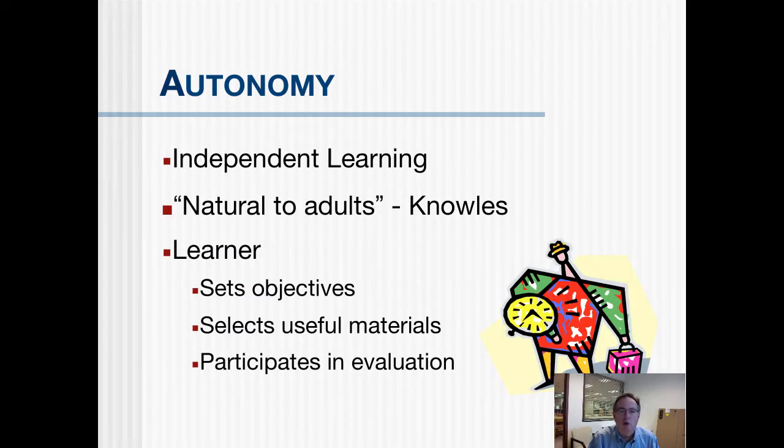Finally, looking at the learner themselves, how independent are they as learners? Now, Malcolm Knowles, the great adult learning theorist, said that learning was natural to adults, autonomy was natural to adults. But many contest that. So does your learner need to have objectives? Can they set them themselves? Can they select useful materials on their own? Will they participate in evaluation? Most importantly, will they stay self-motivated, or do you need to be there to help them?